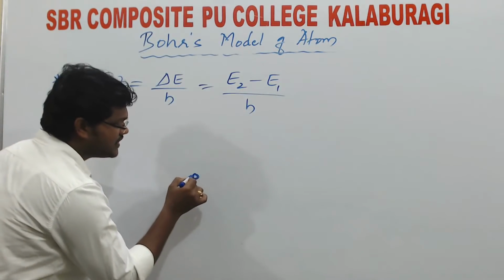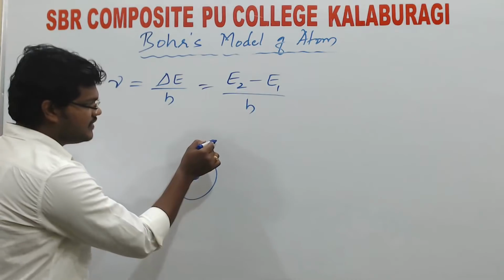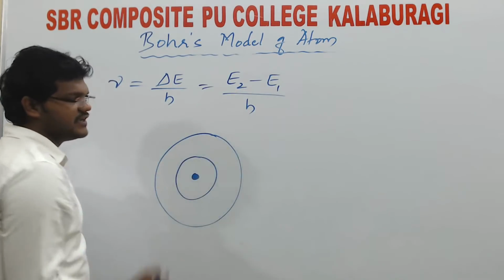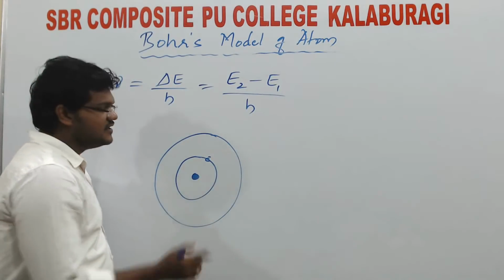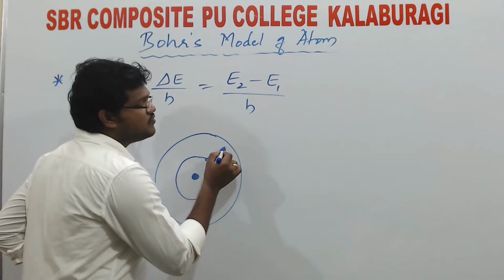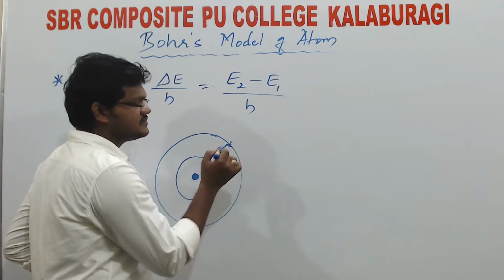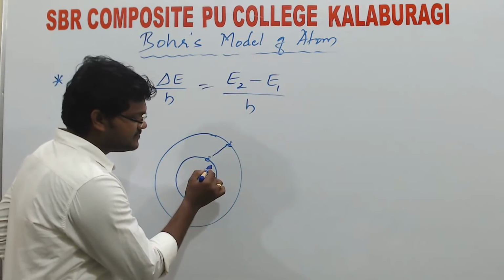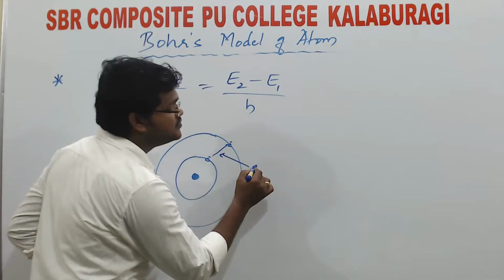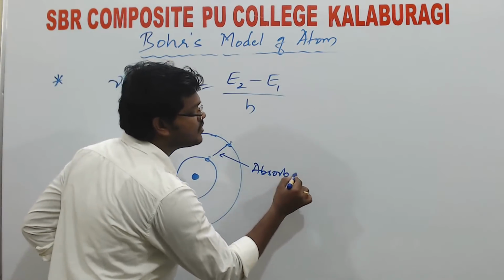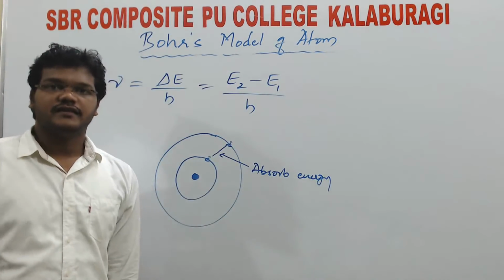For example, I am having a nucleus over here. This is my first energy level, and here I have my second energy level. There is an electron, and it will move to this energy level. This is my E1, this is my E2. When will it jump? Only when it absorbs energy. When it absorbs energy, it will move toward a higher level.